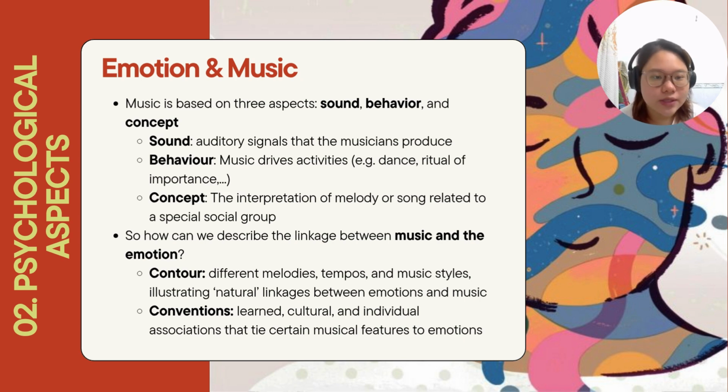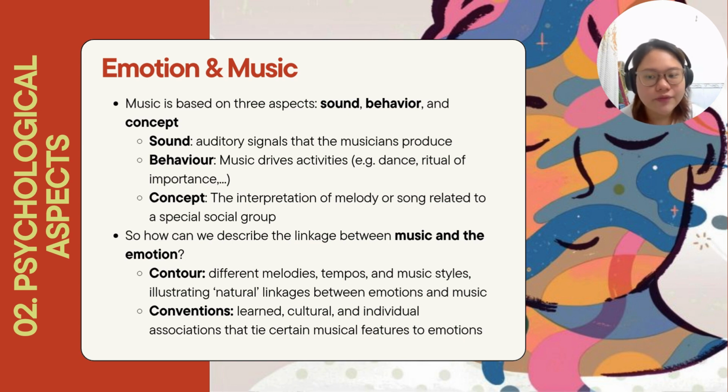So how can we describe the linkage between music and emotions? There are two categories, culture and conventions, proposed to express the relationship between the two. Contour relates to the different melodies, tempos, and music styles, and these illustrate the natural linkage between emotion and music. Let's take an example to make it clear. Fast music is associated with happiness: it has fun melodies and a fast tempo, so it represents the happiness of human emotion. While slow music is associated with sadness and peace, because its melody is very slow and the tempo is slow too, and it often comes with the sadness or peace emotion of people.